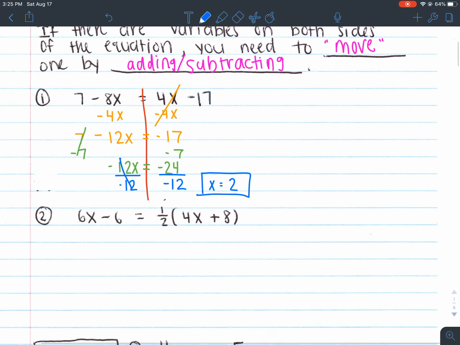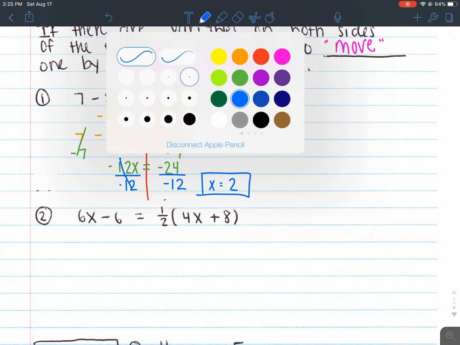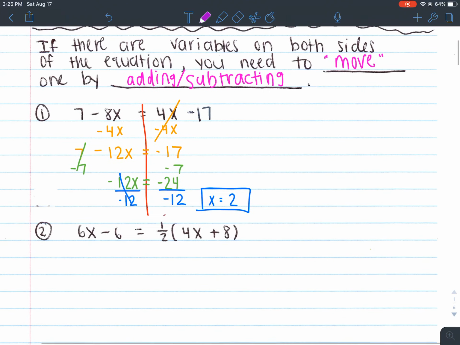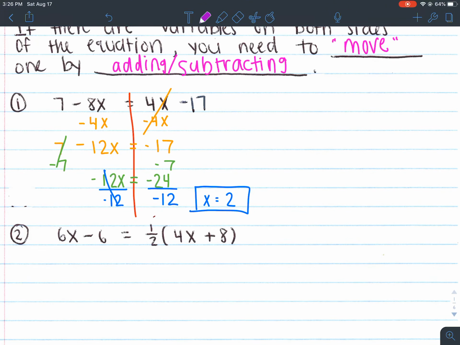Now how could I check this? Well, I could plug 2 back into the equation for anywhere I see an x, and then I would get hopefully the same thing on both sides, right? You want to make sure your sides are balanced.